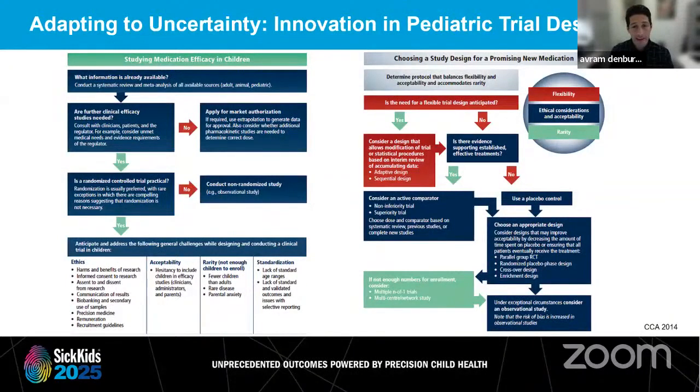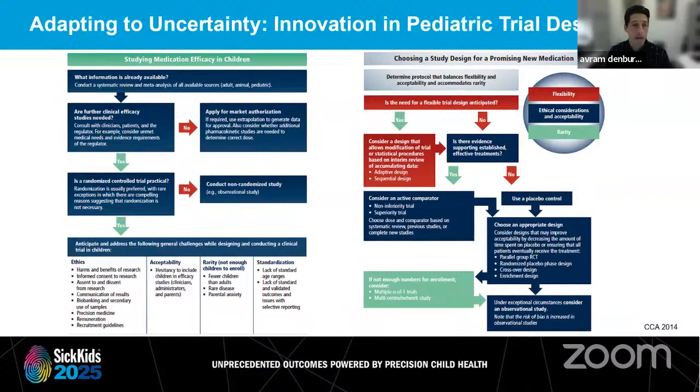So this is a very busy slide, and I apologize for that, but I wanted to at least give a broad sense of some of the thinking that's going into how to innovate in pediatric trial design and in trial design more broadly to adapt to this emerging uncertainty. And this is nice work done by the Canadian Council of Academies about 8 years or so ago.